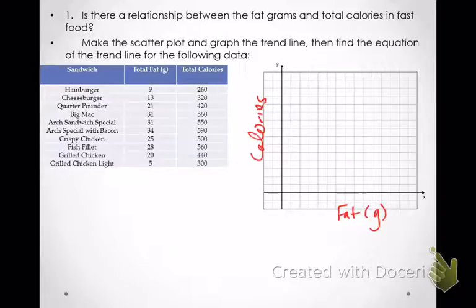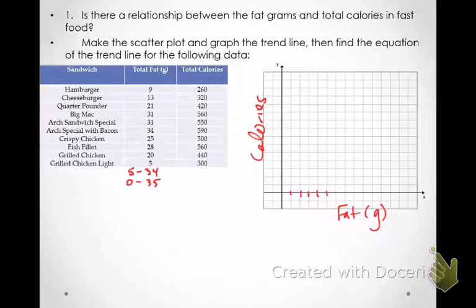Okay? Now, our fat grams range from 5 to 34. So I would want to show my graph. My graph would probably want to go from, I don't know, we can maybe even start at 0 and go up to 35, which is a range of 35. And we count the number of grid lines.